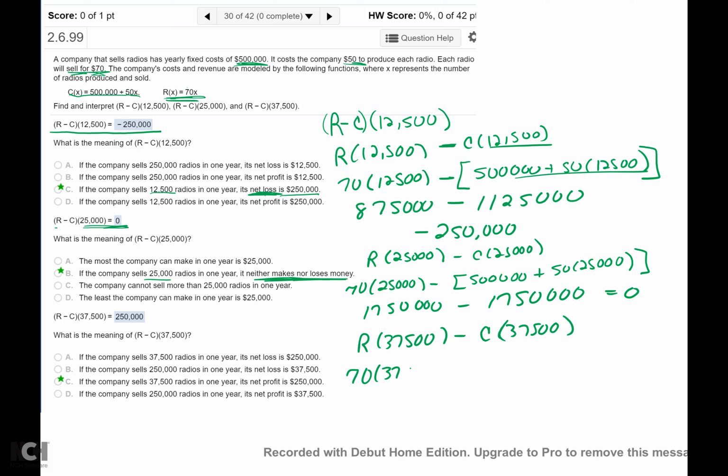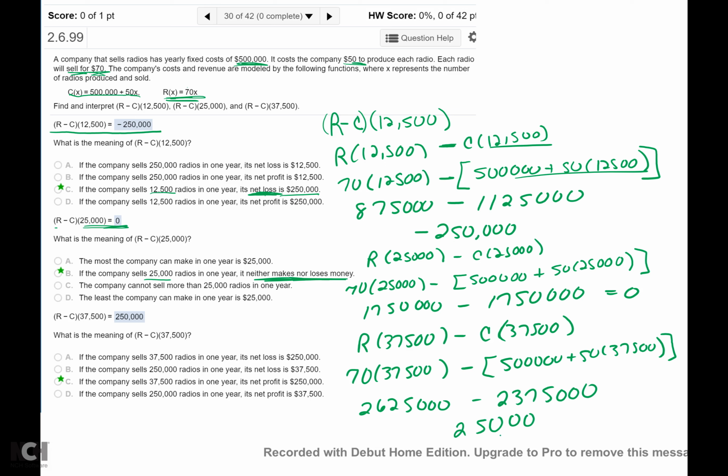That would give me 70 times 37,500 minus 500,000 plus 50 times 37,500. So if I do 70 times 37,500, I get 2,625,000 minus 500,000 plus 50 times 37,500, I get 2,375,000. If I subtract those, you get 250,000. And what that means is if the company sells 37,500 radios, it will profit, because it's positive, by 250 grand.